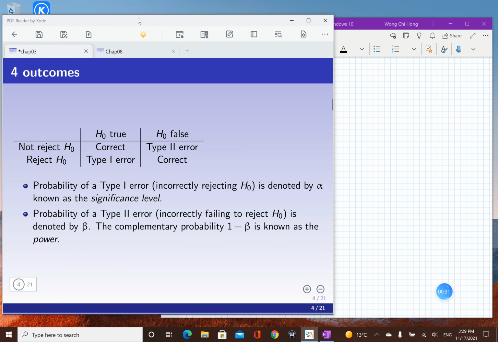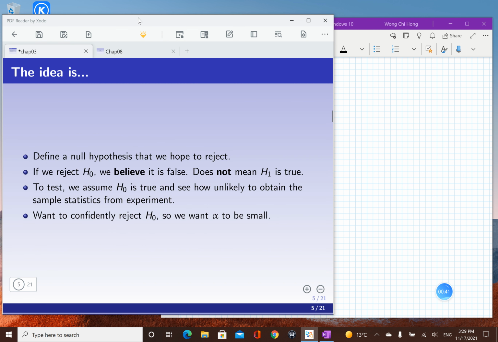However, we are allowing ourselves a merely 5% or 1%, a small proportion, a small value of alpha, that we will reject our null hypothesis wrongly. This is what we call the significance level. We're trying to see if our experiment result is an unlikely event if H0 should be true.